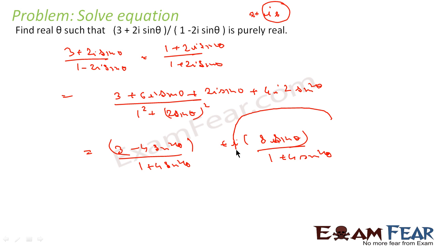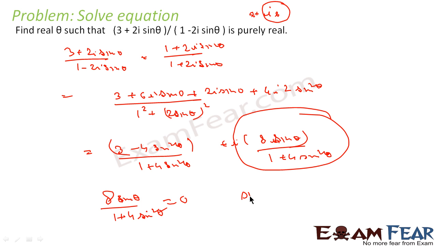Now we want to make this real. So the imaginary part should be equal to 0. So we say 8 sin theta by 1 plus 4 sin square theta should be equal to 0. That means sin theta should be equal to 0. So theta should be n pi, where n is any integer.